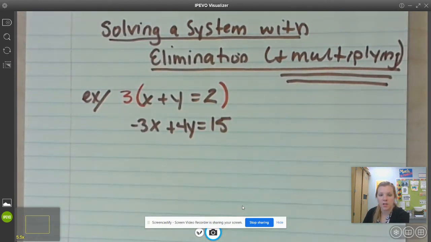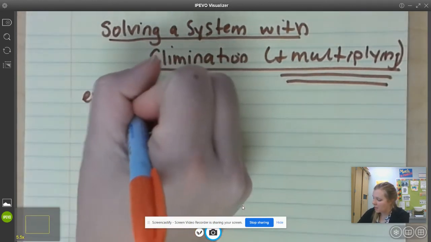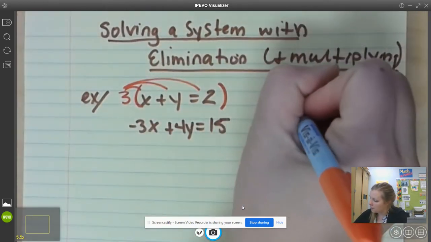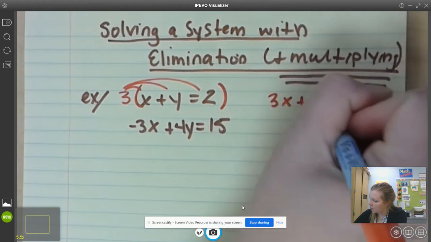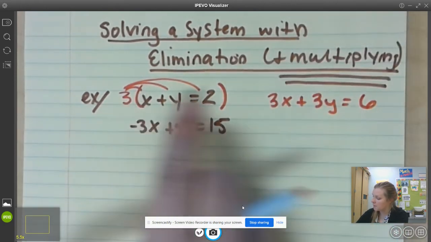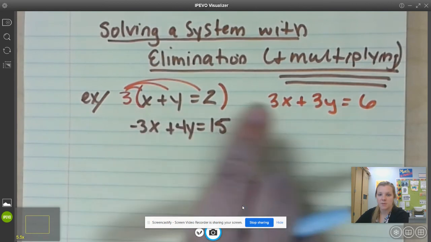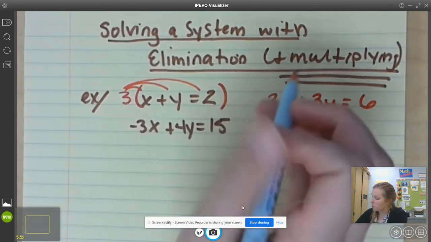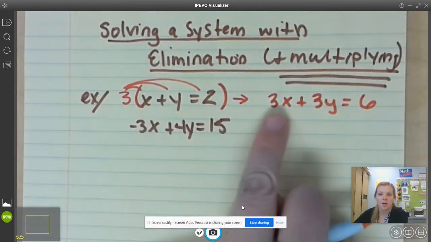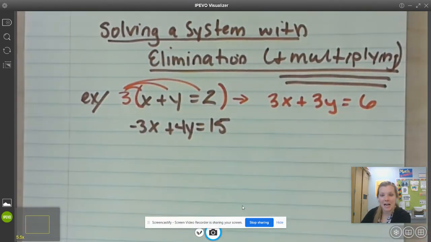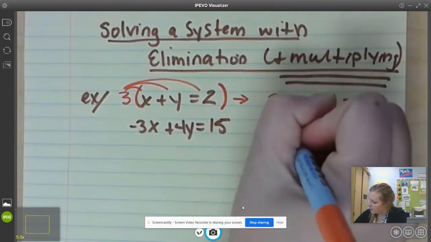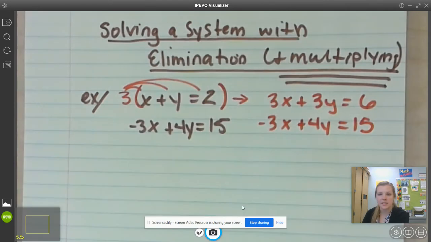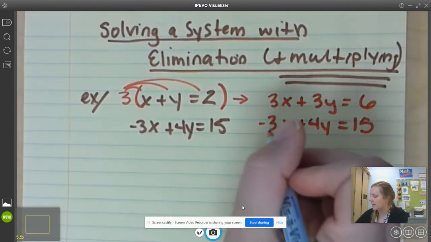Multiplying this entire equation by 3, we kind of imagine doing the crazy distributive property. We get 3x plus 3y is equal to 6. 3 times x is 3x. 3 times y is 3y. 3 times 2 is 6. So my first equation transformed to this by multiplying the entire thing by 3. And the second equation, 3x plus 4y is equal to 15, I just copy down.